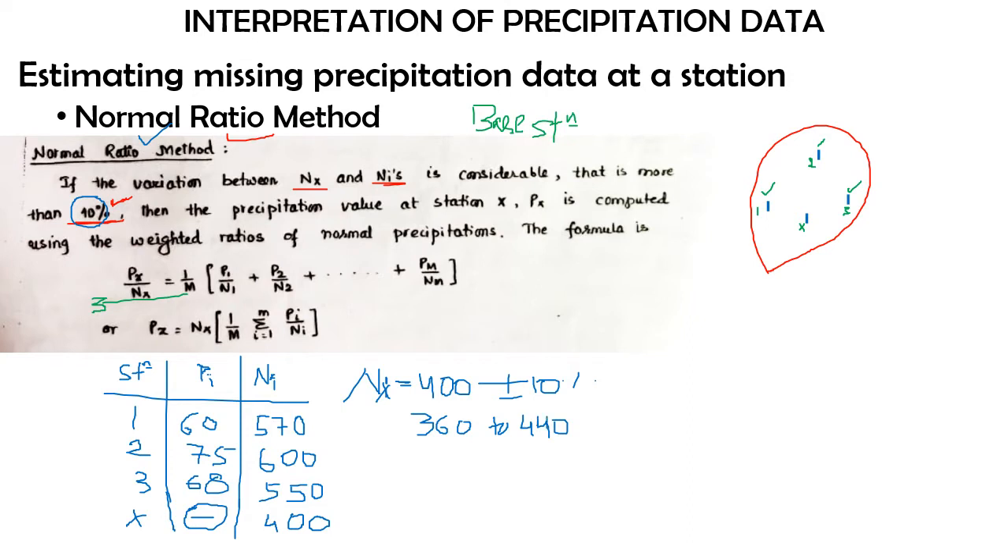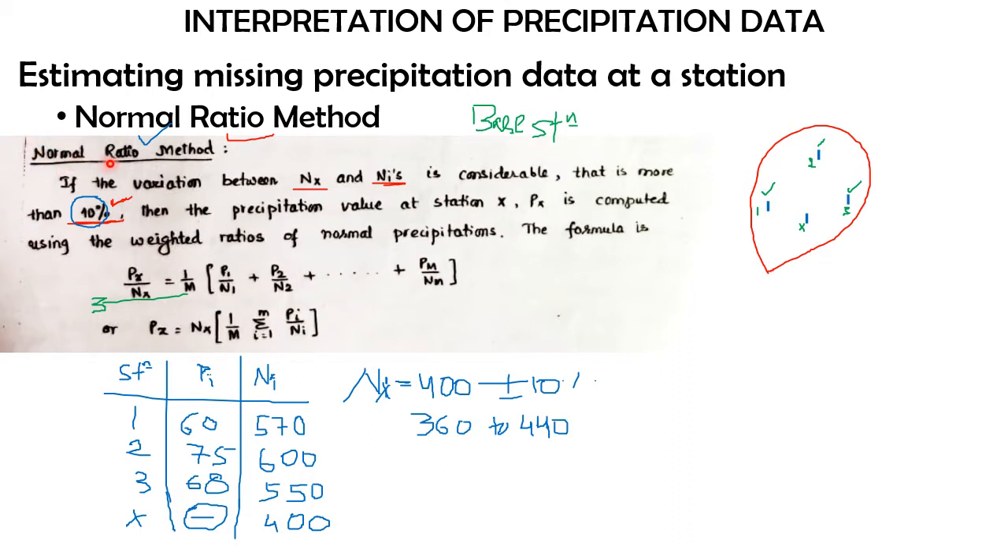So if all these particular Ni's, these three, 570, 600 and 550, are varying within the 10%, then we can go ahead with the arithmetic average method. But right now this particular Nx value is 400, and plus or minus 10% is giving me a range of 360 to 440. So all the three values over here are out of range. At that point of time we can say that the normal ratio method should be used.